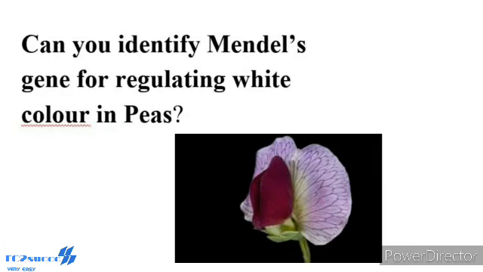Can you identify the Mendel gene for regulating white color in peas? Let us find the molecular answer to understand the gene function. Now the genetic mystery of Mendel's white flower is solved. It is quite fascinating to trace the Mendel genes. In 2010, the gene responsible for regulating flower color in peas was identified by an international team of researchers. It was called the gene capital A, which encoded a protein that functions as a transcription factor, responsible for the production of anthocyanin pigment. So the flowers are purple.